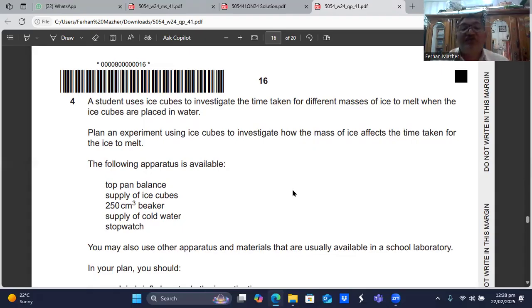Plan an experiment using ice cubes to investigate how the mass of the ice affects the time taken for the ice to melt. The following apparatus is available: top pan balance, supply of ice cubes, 250 cm³ beaker, supply of cold water, and a stopwatch. And you may also use other apparatus and materials that are usually available in a school laboratory.